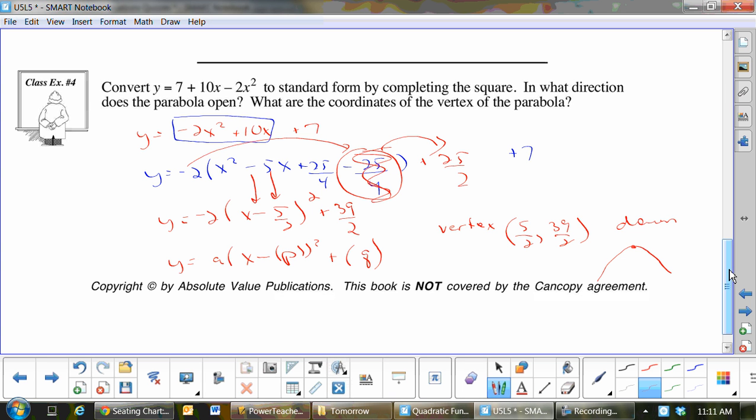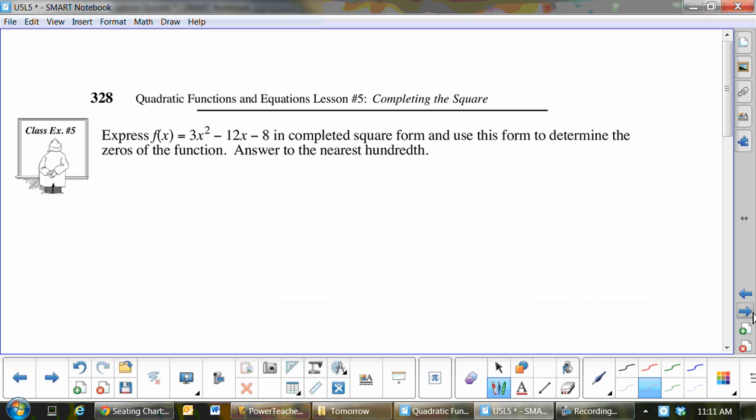Okay. We're just doing one more because I want to really reinforce this. Okay, so y equals 3x squared minus 12x minus 8. Do this, draw a rectangle. Y equals, what should I take out? 3, that would be bracket.